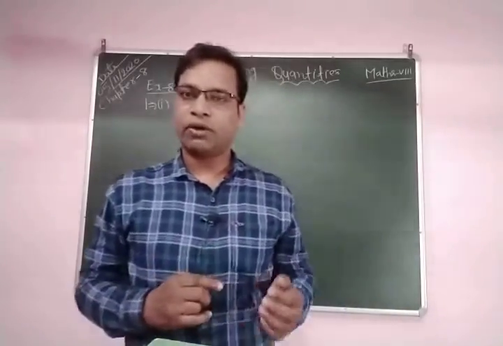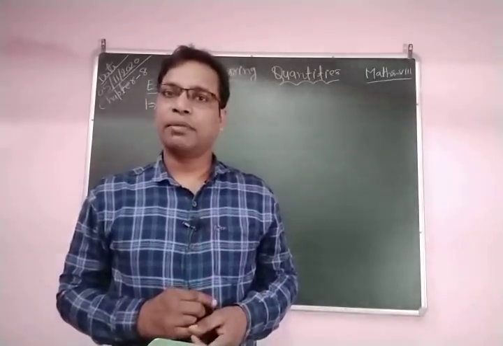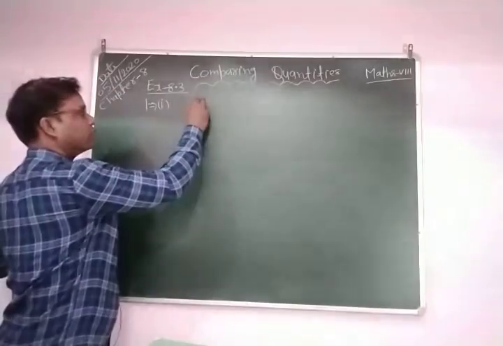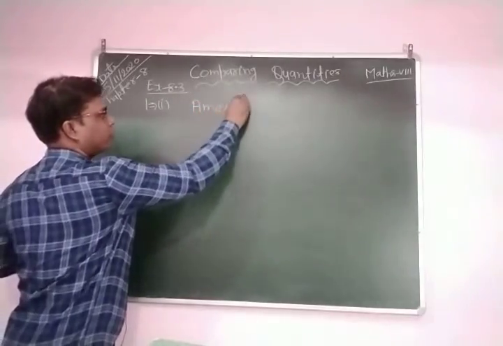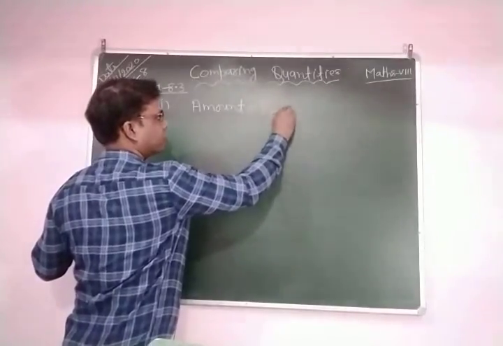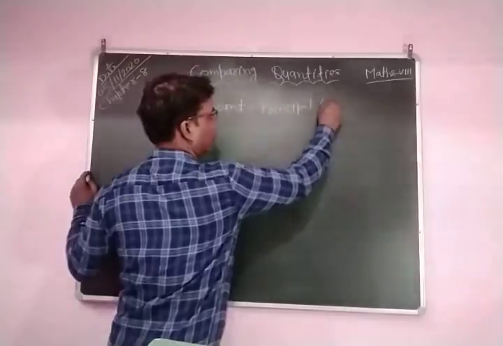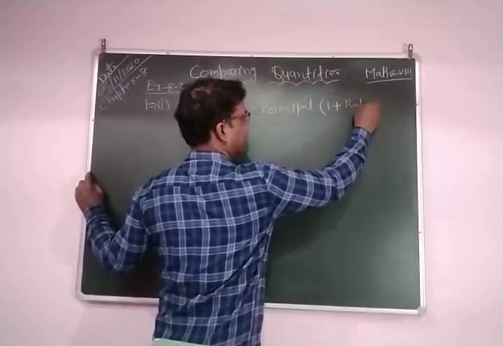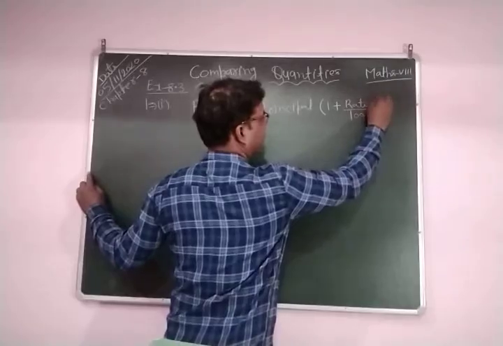So we use the following formula to find the amount and compound interest. Let's see how we can find the amount. Amount is equal to principal into 1 plus rate by 100, to the power time.